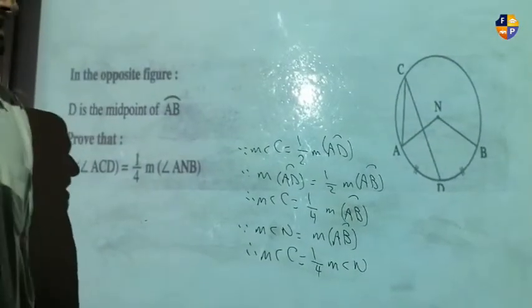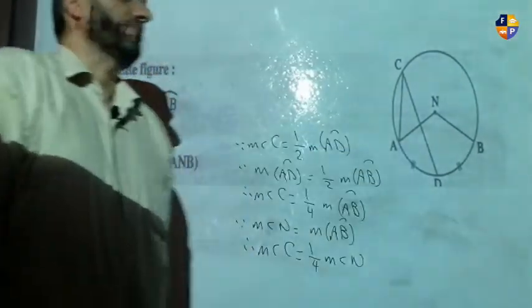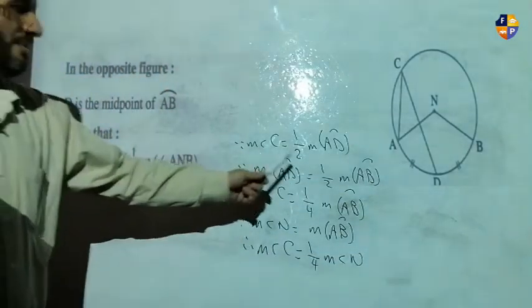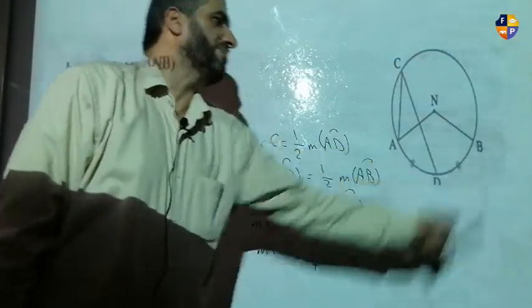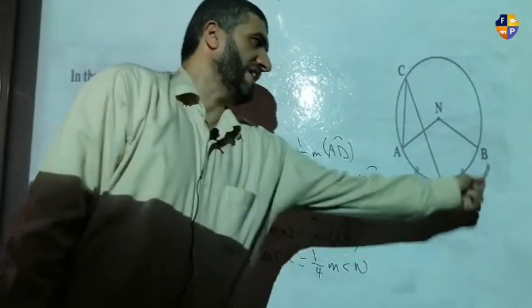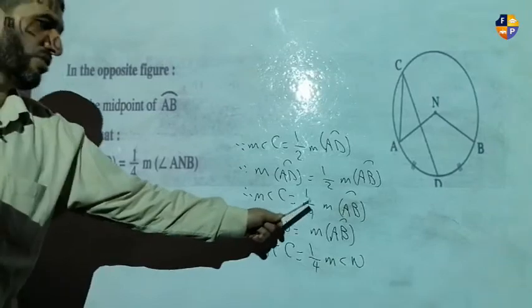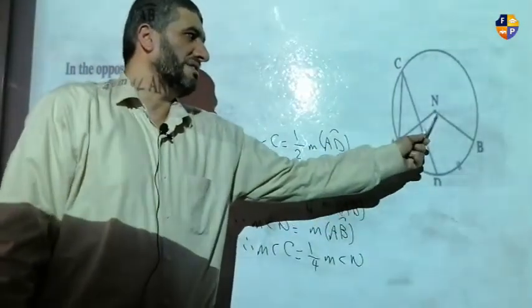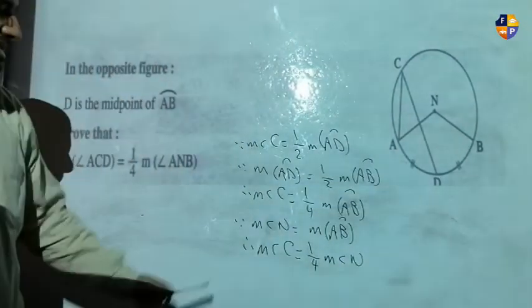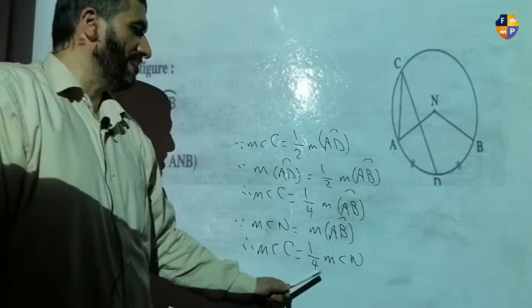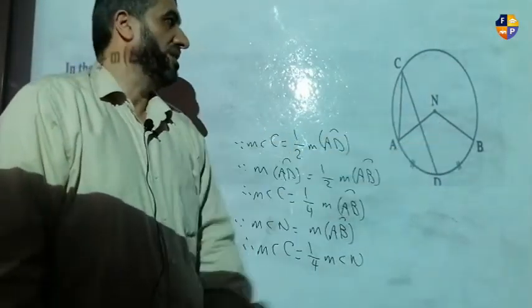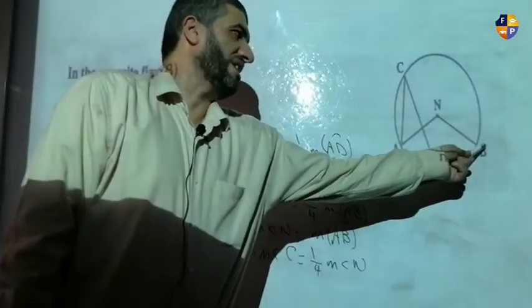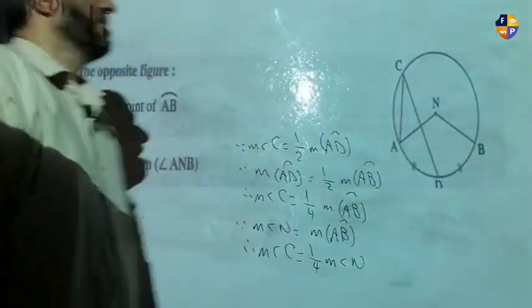Example number one: prove that the measure of C equals a quarter of the measure of N. The measure of C is half the measure of arc AD, and arc AD equals half arc AB, because D is the midpoint of arc AB. So C equals a quarter of arc AB. But arc AB equals the measure of N, the central angle on ADB. Then the measure of C equals a quarter of the measure of N.